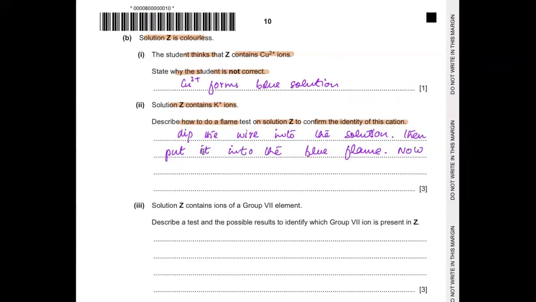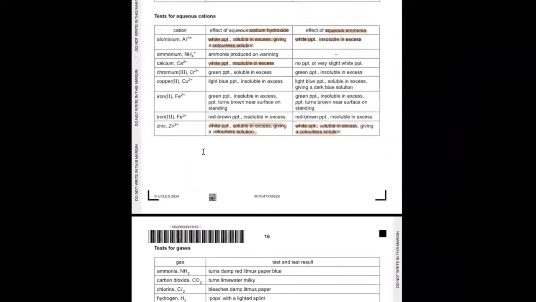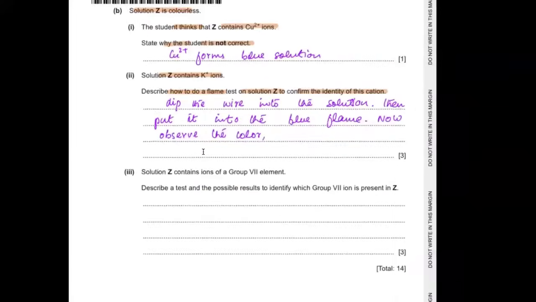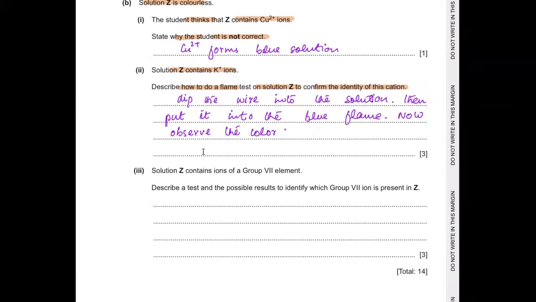Now, observe the color. And if you don't remember the color of the flame, you are going to get the color of the flame over here. It's potassium, so the color is lilac. So mention over here: observe the color of the flame, which must be lilac due to potassium. Is this clear to all of you?